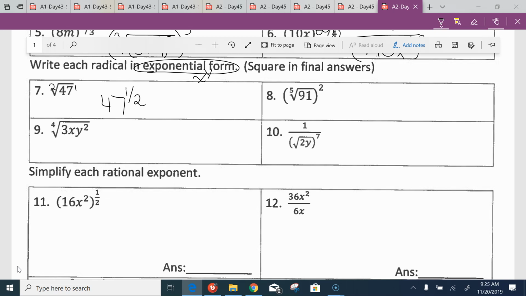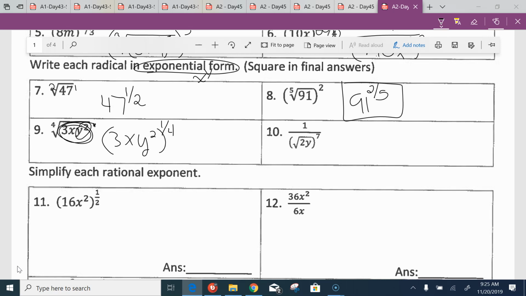Number 8, we have the fifth root of 91 squared. That means we have 91 squared to the 5th root. That was just a basic translation. We learned that week. 3xy squared, 4th root of it. So this one was missed a lot because this confused a lot of students. 3xy squared is the whole thing that we have 1 of in this whole radical symbol. So we have 1 of these to the 4th root. So this is how your answer should have looked.